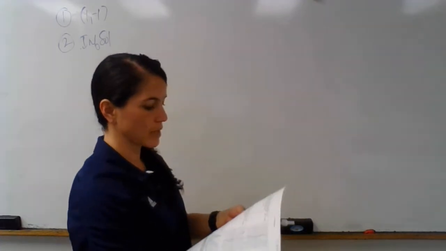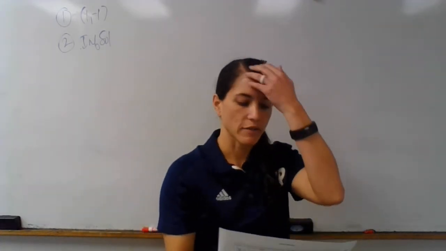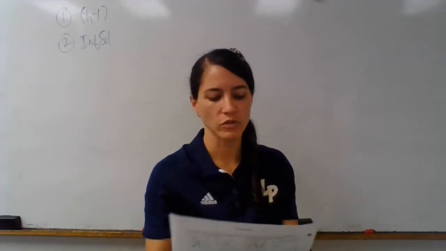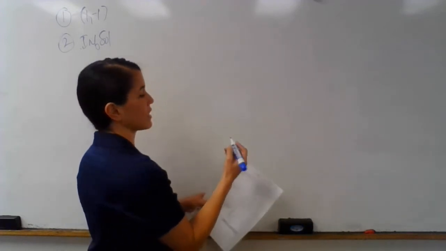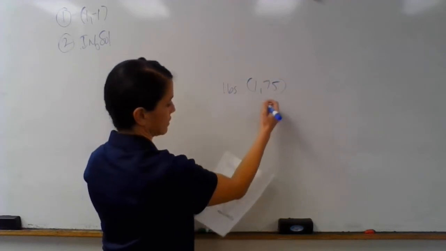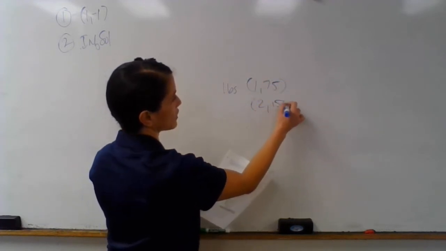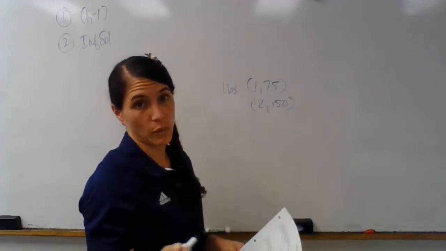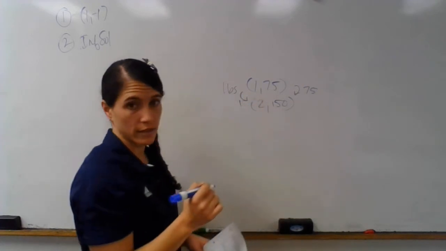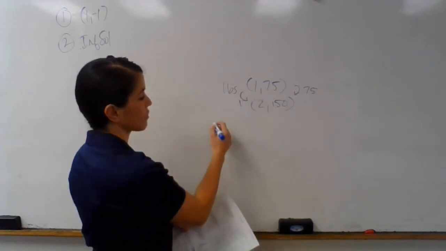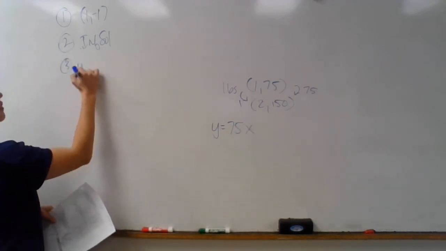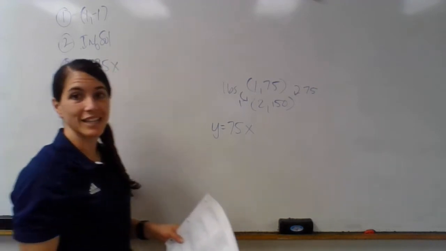All right, number 3. The graph at the right shows the amount of food Abe's dogs eat each week. Write an equation to find the number of pounds y eaten after any number of weeks. So we need to find the slope, the rate of change. So it's 75 pounds per week. So y = 75x. That's my equation.